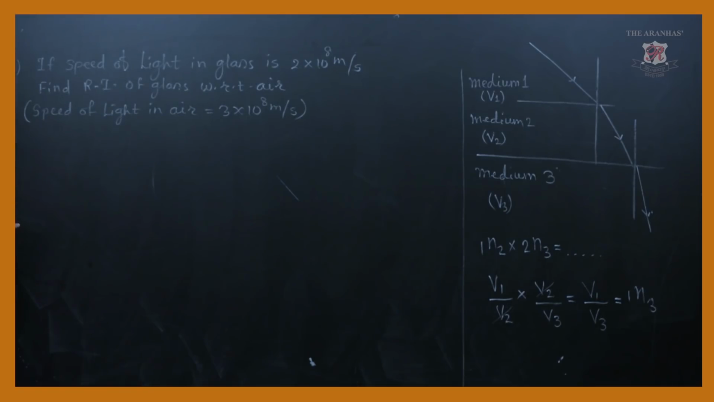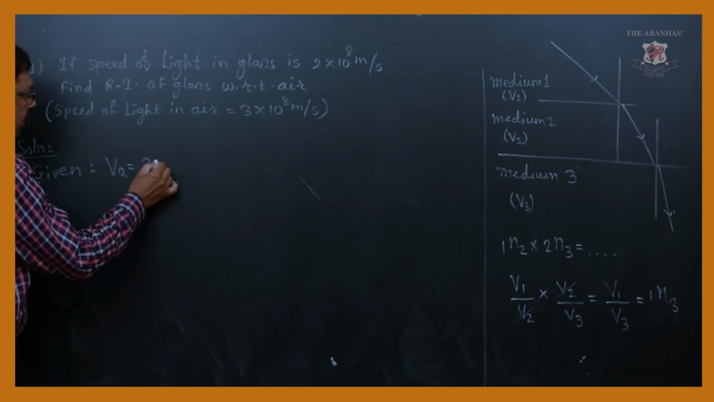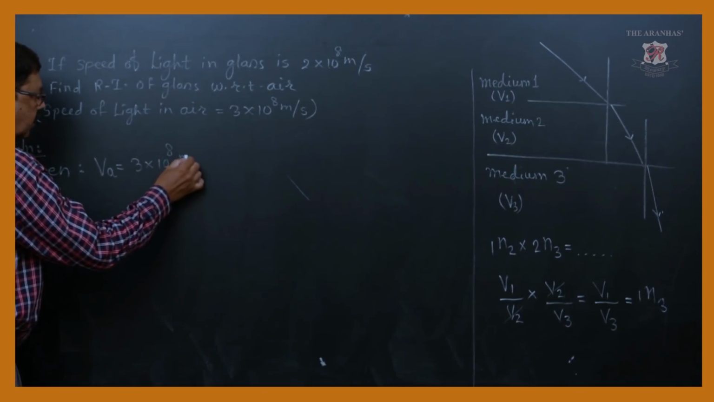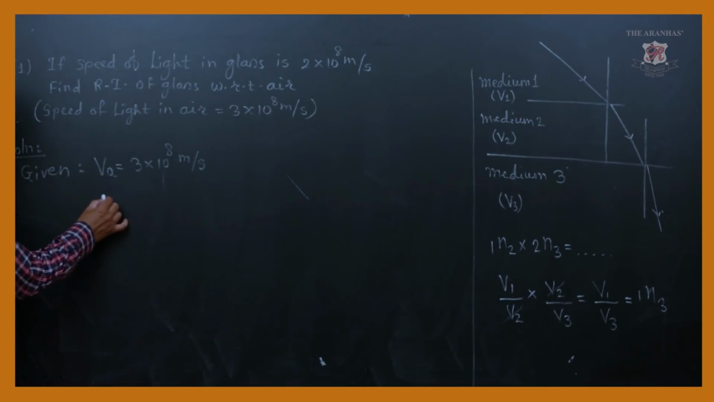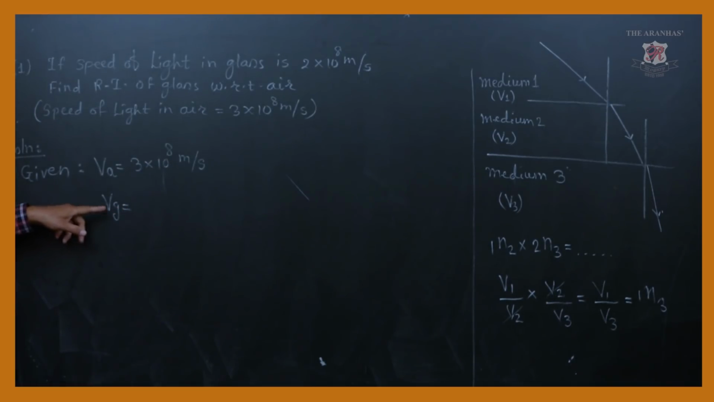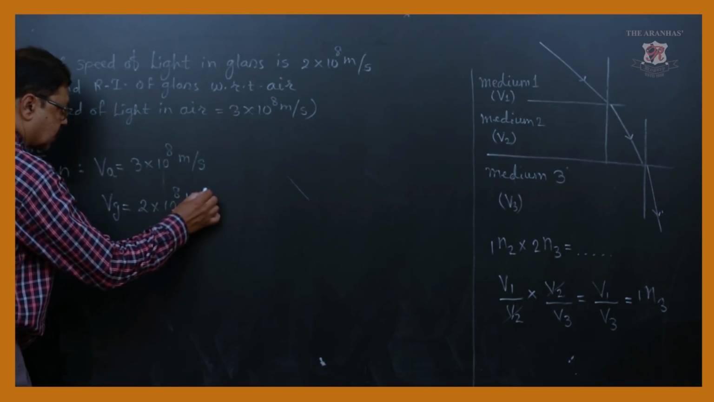Now what notations are we using? First, I will write here, solution. In that, the first part to be written is given. What is given? Speed of light in air, that is given, 3 into 10 raised to 8 meter per second. What is the second data given? Speed of light in glass. Notations you remember now. V stands for speed or velocity. The subscript stands for the medium. So the speed of light in glass is 2 into 10 raised to 8 meter per second.